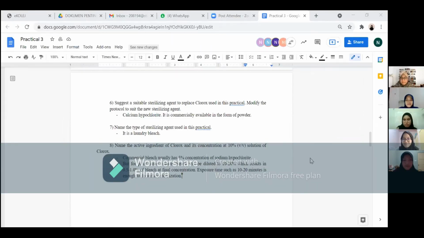Okay, I will proceed to question number 8. Name the active ingredient of Clorox and its concentration at 10% solution of Clorox. So Clorox is known as commercial bleach. Commercial bleach usually has 5% concentration of sodium hypochlorite. But for practical culture, Clorox here will be diluted to 10-20%, which results in 0.5 to 1.0% at minimum concentration.